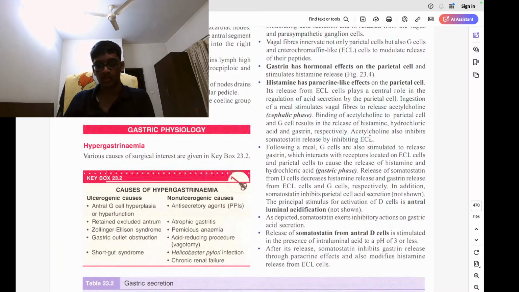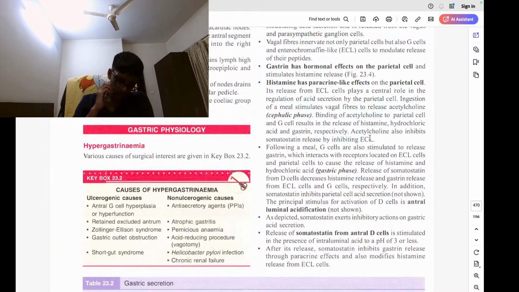I honestly didn't understand what hypergastrinemia is. Hypergastrinemia occurs when the levels of the hormone that helps in digestion are higher than normal. G cells in the lower part of the stomach lining produce gastrin. So basically it means increased level of gastrin. It may cause diarrhea, belly pain, and other symptoms. That's it.